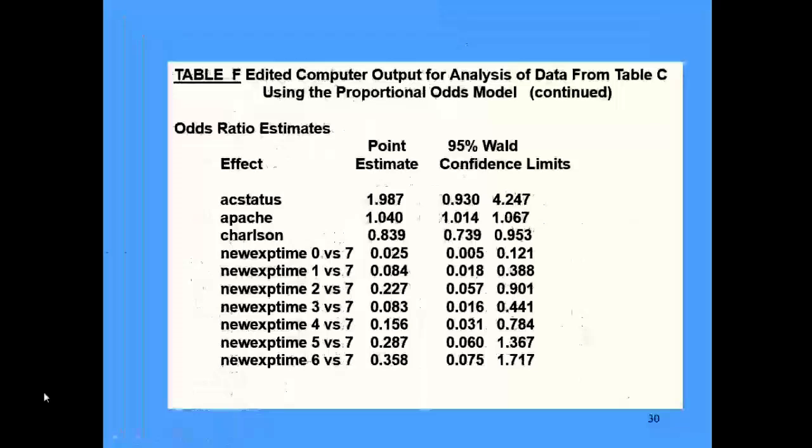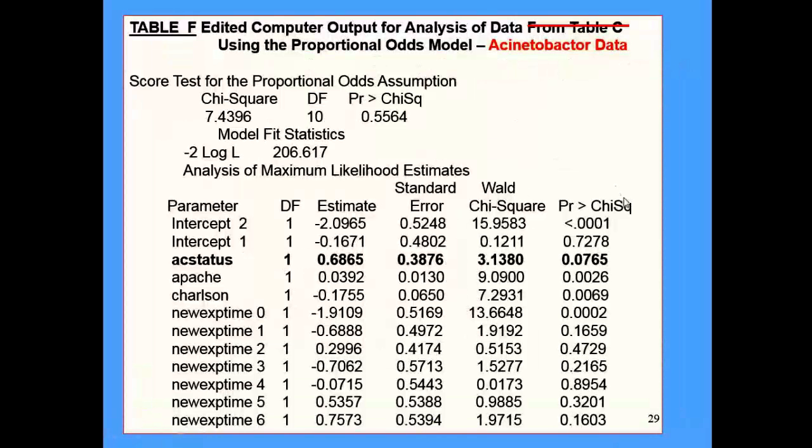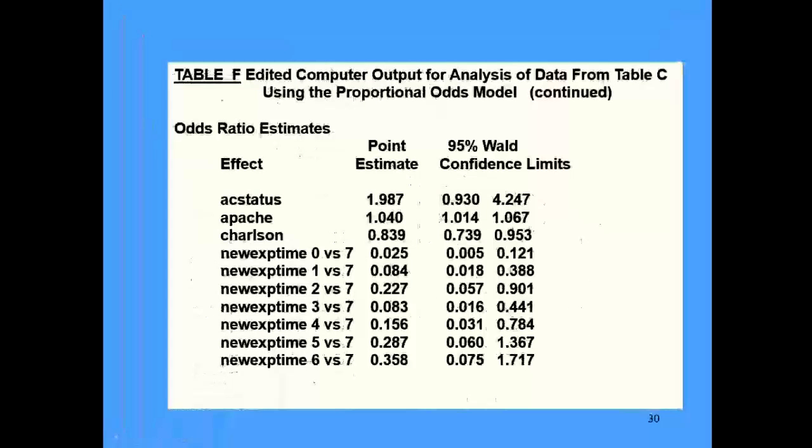Okay. And you notice that the 95% confidence interval is wide and includes the null value, but the lower limit is 0.930, which is pretty close to 1. So it's sort of borderline significant. You can say it's borderline significant, but this is the Wald test. Maybe the likelihood ratio test might actually be significant. But anyhow, that's what you get.